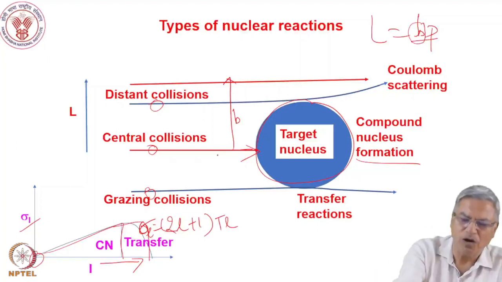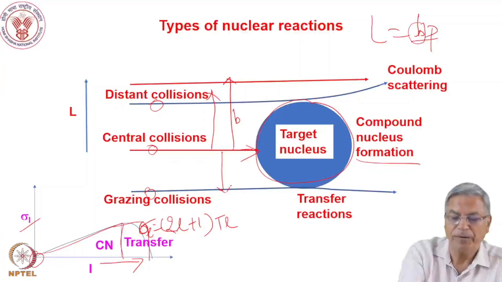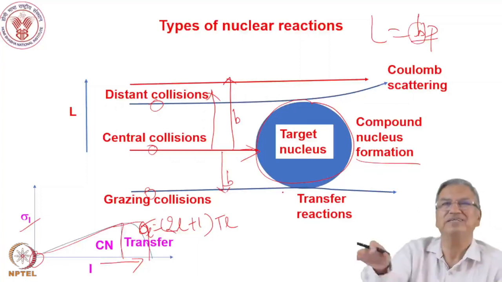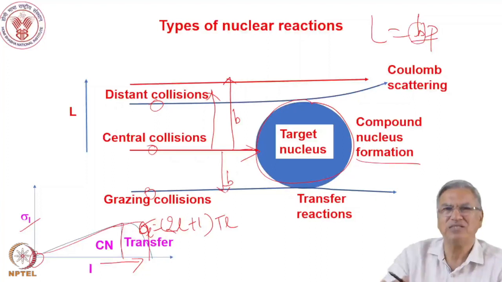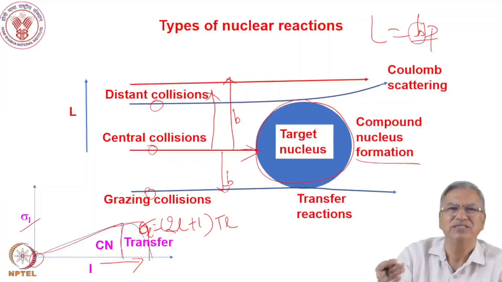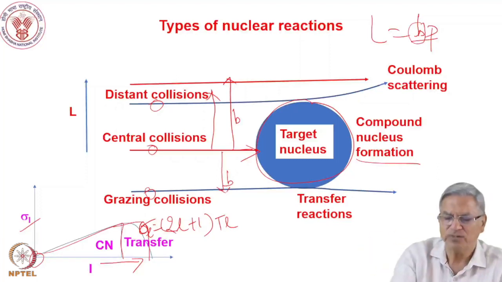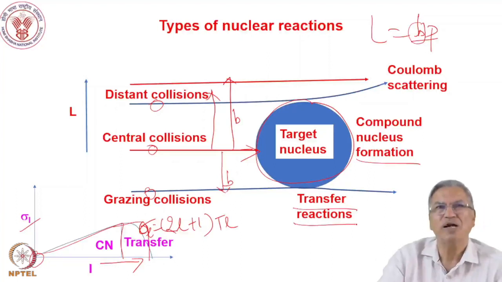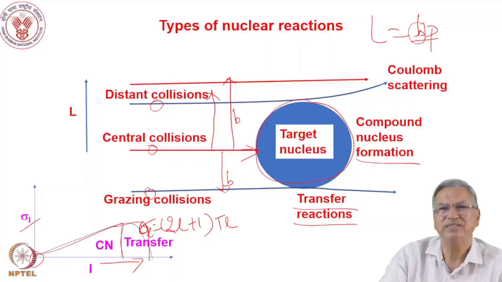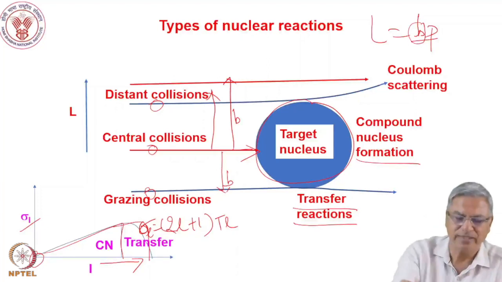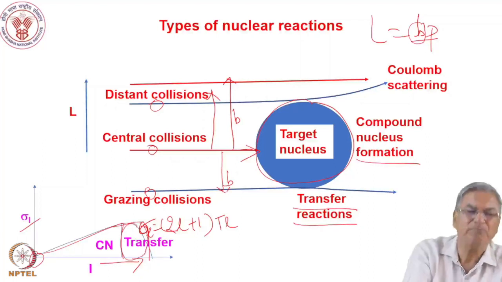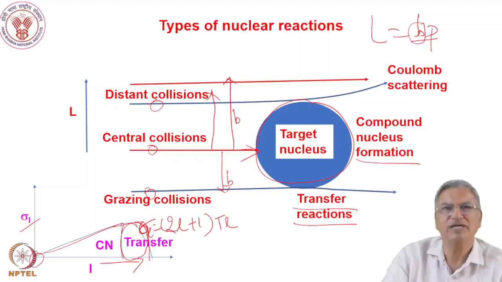When you go a little bit away, it is symmetric whether we go this way or this way. This is an impact parameter where they are just grazing. When we say grazing collisions, it means they just touch and go. During the touching process, there could be a transfer of nucleons from projectile to target or target to projectile. So the grazing collisions lead to transfer reactions, where they come and touch each other, and during that touch, at that time scale, there could be some transfer from one to the other. At higher impact parameters, transfer reactions take place.